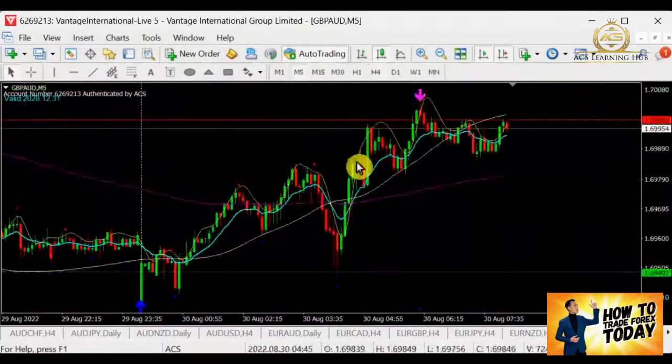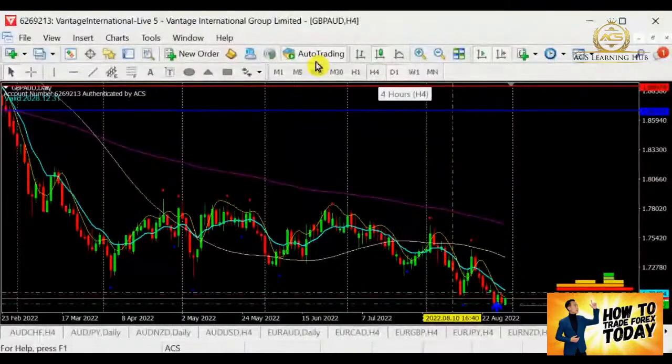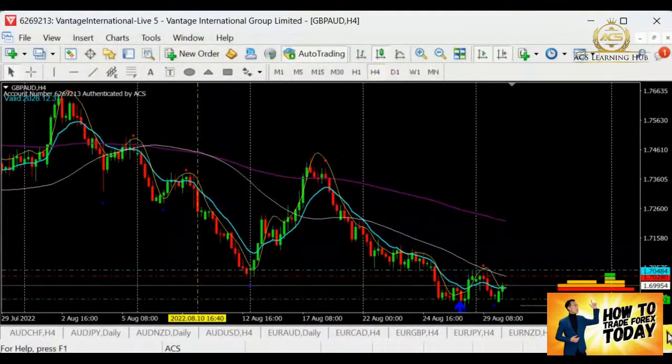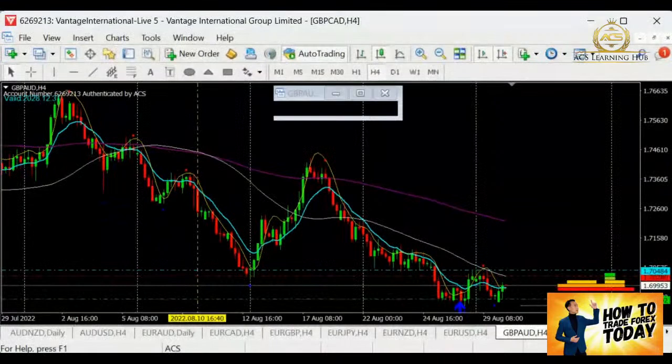Let's take a look at Pound Aussie. Pound Aussie, we are on the support. Now it's retracing upwards, although we are in the bear. So today is most likely going to be a retracement day. Since that's the case, forget about this for selling.